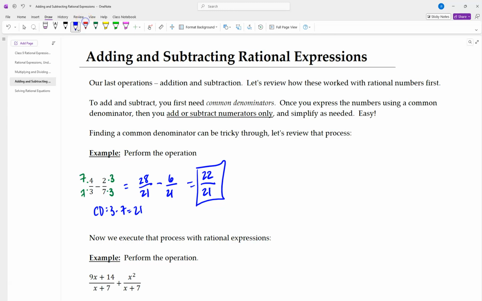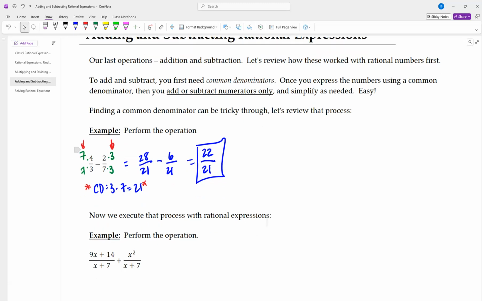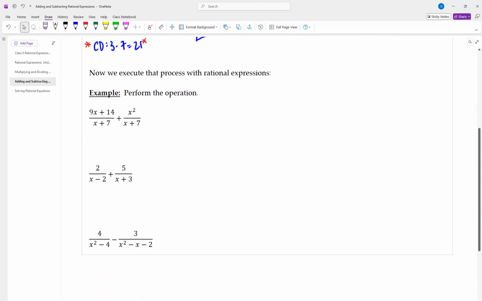The sticking point is going to be the common denominator, and then also doing the multiplication to each fraction or each rational expression. Okay, so let's just try it. I'm going to do a couple, and then you get to do the rest and see the solution.